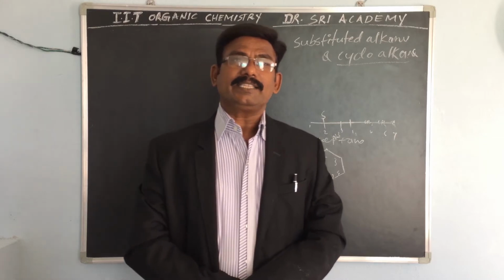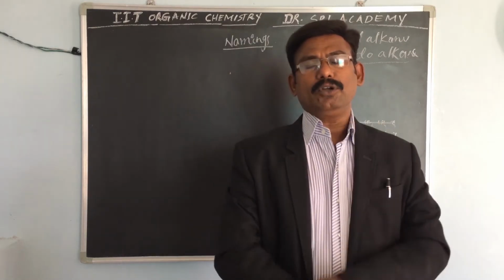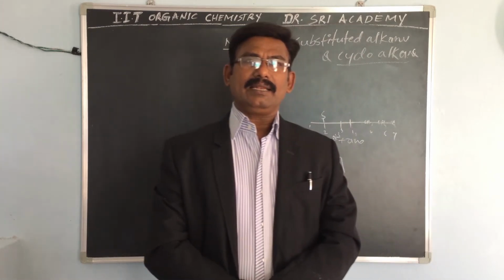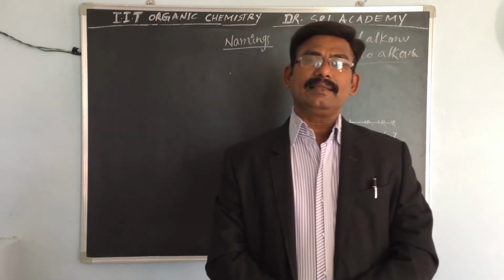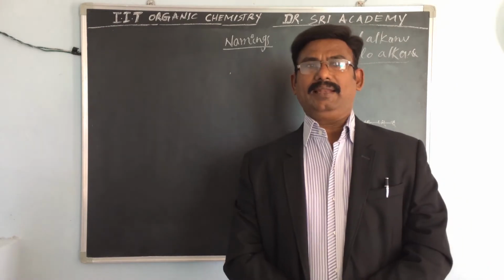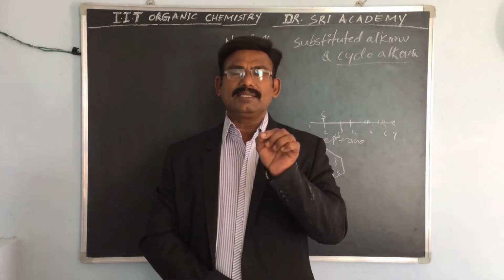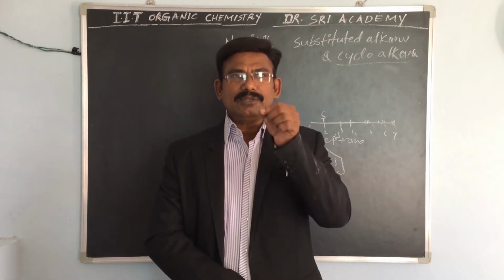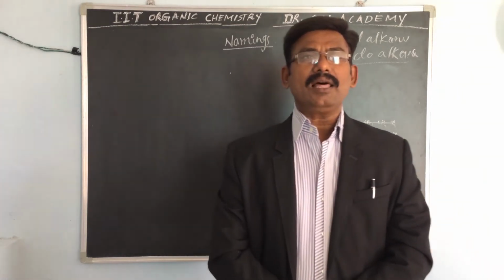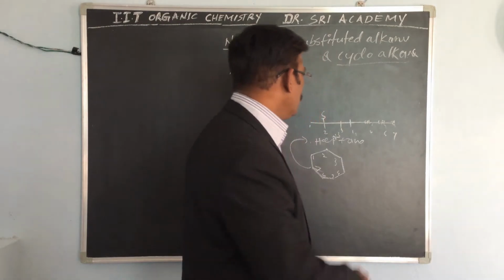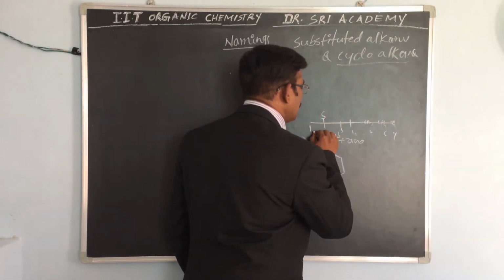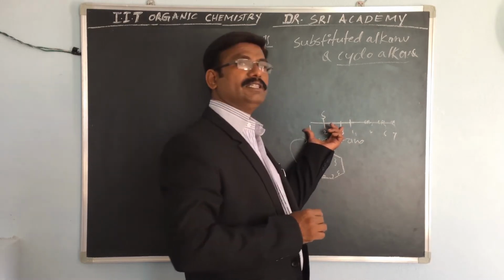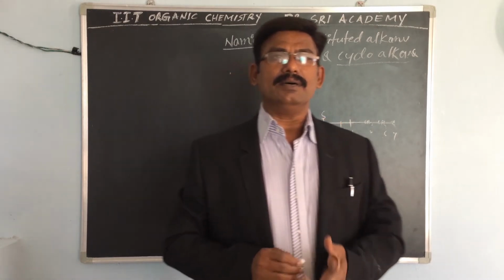In step 2, number the chain in the direction such that the position number of the first substituent is the smaller number. For example, 1, 2, 3: the smaller number is preferred. The substituent should get the smaller number.